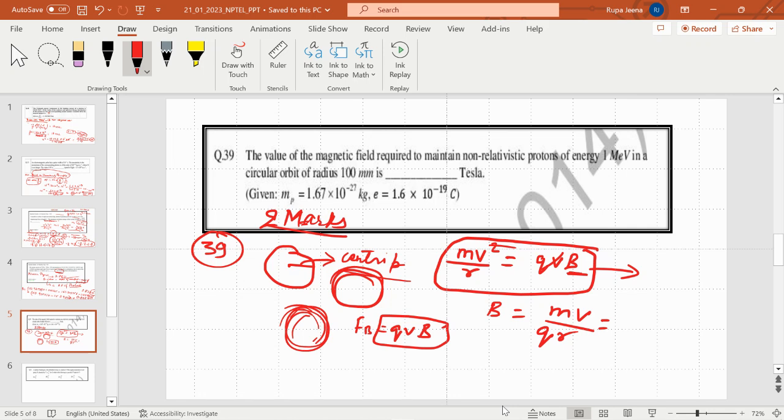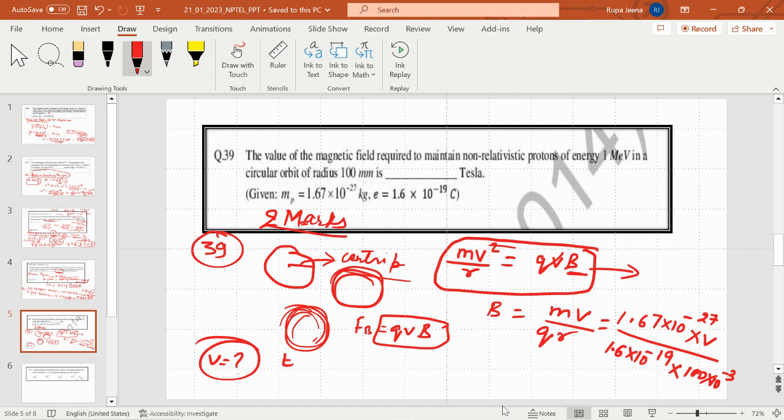M is, you know, 1.67 into 10 raised to the power minus 27, given in the question. V is not given to us. Q is 1.6 into 10 raised to the power minus 19, and R is given to us as 100 mm. So we can convert it into meters, 10 raised to the power minus 3, right? So V is not given to us. So how will you find V? E is given to us, 1 MeV. So you know E is equal to, what is the formula for E?